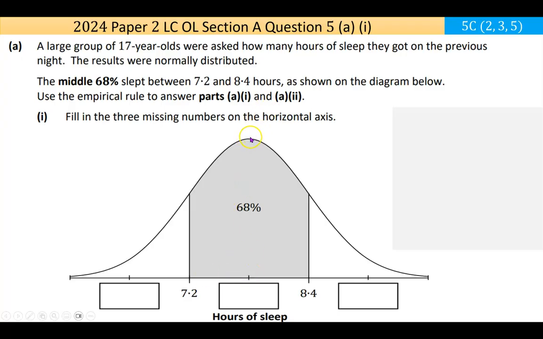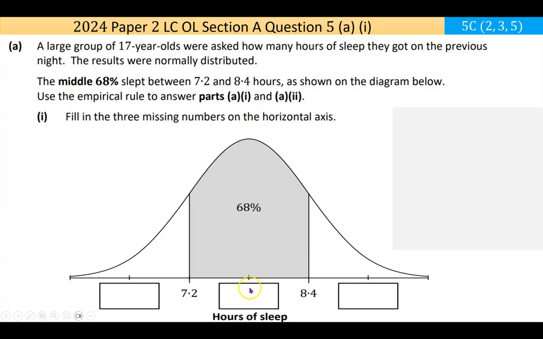On a normal distribution, the mean, mode, and median are effectively the same number, and there's an equal amount of data below it and above it. It says use the empirical rule to answer parts A1 and A2. So part 1 says fill in the 3 missing numbers on the horizontal axis.